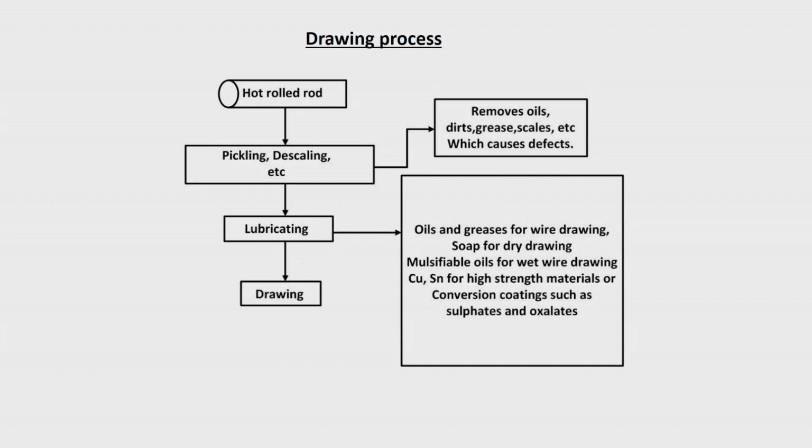To avoid that, generally for the wire drawing operation, the material used is a hot rolled rod. It will be at room temperature, but it is hot rolled, so the material is very soft. It is like an annealed material, though not exactly. That rolled piece, you will pickle and descale.